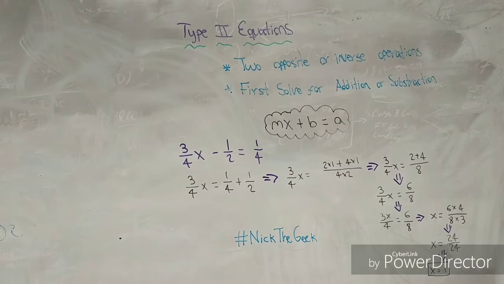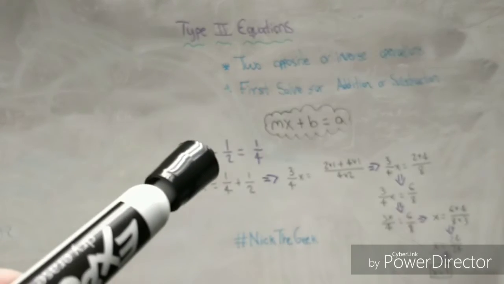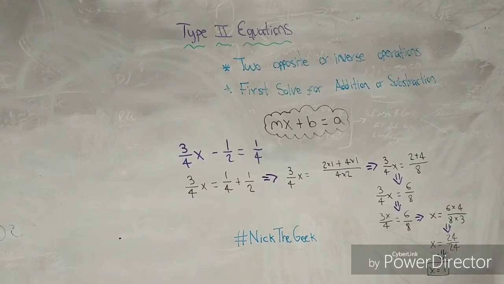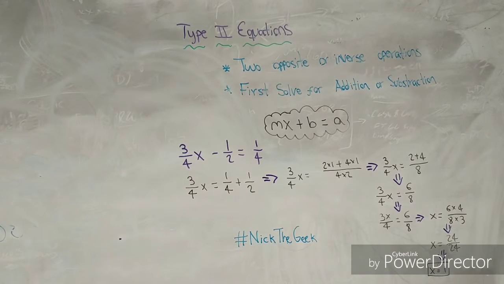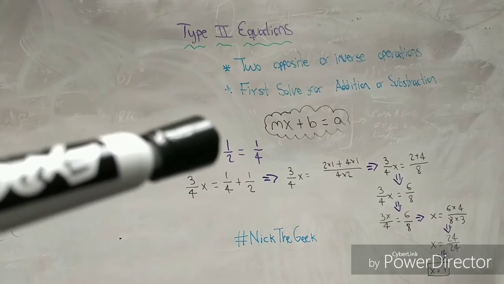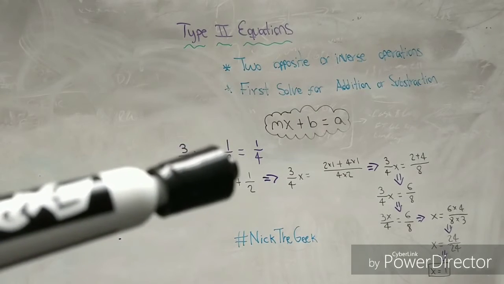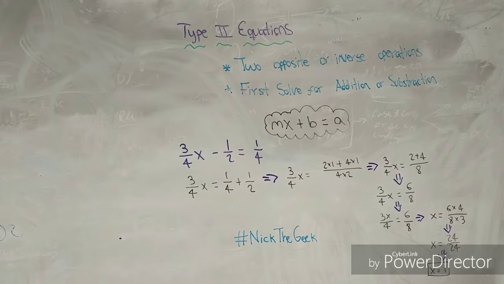As a last example, we're gonna play a little bit with fractions. So 3 divided by 4 multiplied times x minus 1.5 would be equal to 1 divided by 4. Again, we have to get rid of the addition and subtraction part. In this case, the minus 1.5 goes to the right side as a positive. So 1 divided by 4 plus 1 divided by 2.